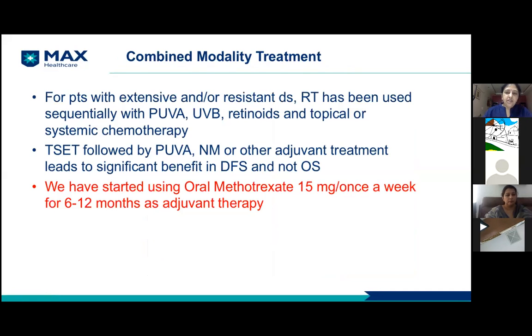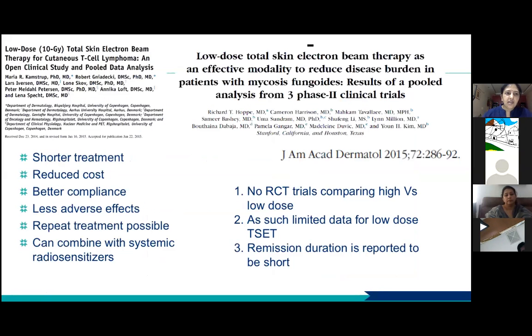And as I mentioned earlier, for patients who have advanced disease, TSET alone is not enough. You have to give them combined modality treatment, either in the form of PUVA A or PUVA B or topical therapy. I find that oral methotrexate 15 milligram once a week for 6 to 12 months as adjuvant therapy is quite useful in preventing recurrence, especially in the advanced kind of tumors that we see: ulcerated tumors, nodular tumors, extensive disease. It is very helpful.